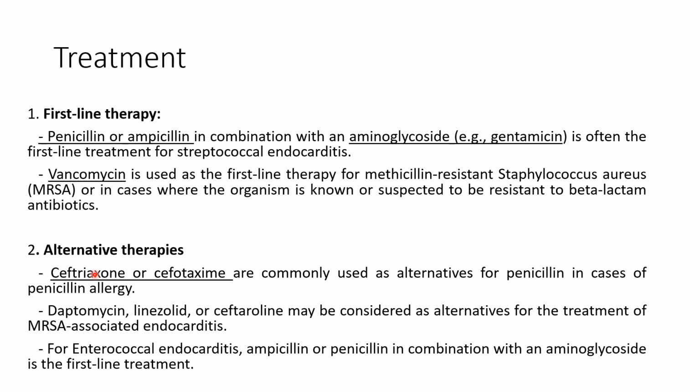Minor criteria are that the patient has a risk factor, he has fever, then he has some vascular lesion or immunological phenomena like Osler nodes, or sometimes you have a blood culture report which is inconsistent with the major criteria. So this is your modified Duke's criteria, based on which you come to a diagnosis, and the first line of treatment would be penicillin or ampicillin in combination with an aminoglycoside.